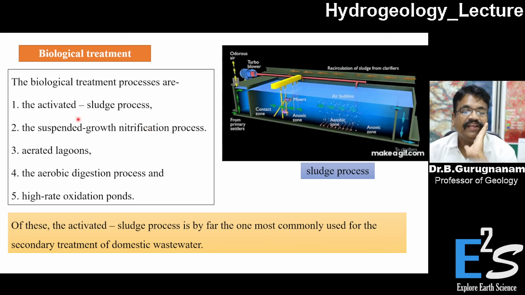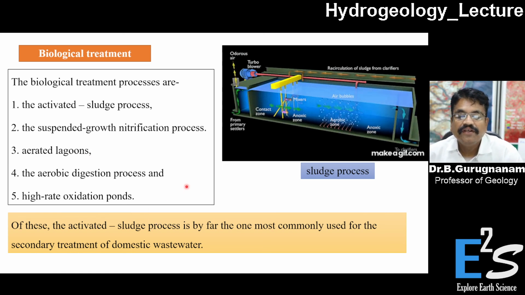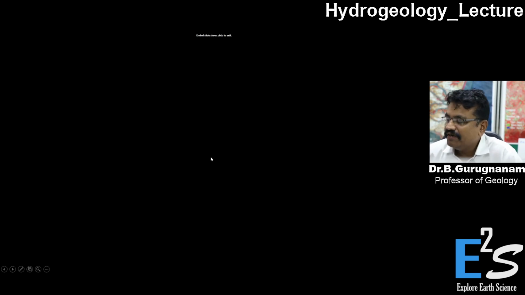The biological treatments include the activated sludge process, suspended growth, nitrification process, aerated lagoons, aerobic digestion process, and high rate oxidation. Of course, this is well practiced in institutions for saving and recycling water. With this, the lecture on water pollution comes to an end. Thank you very much.